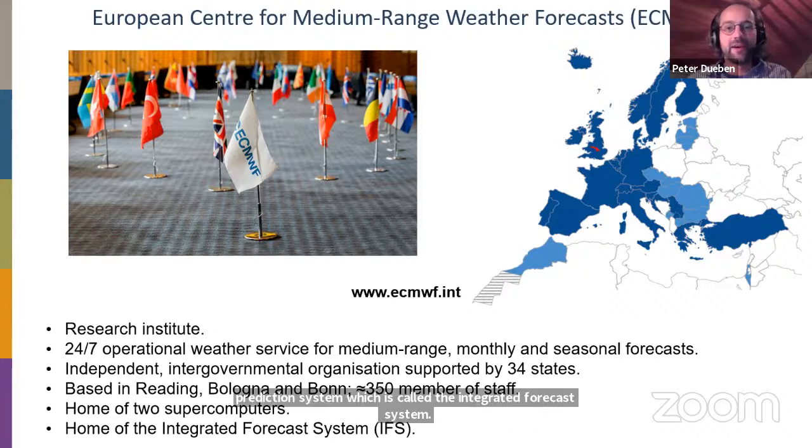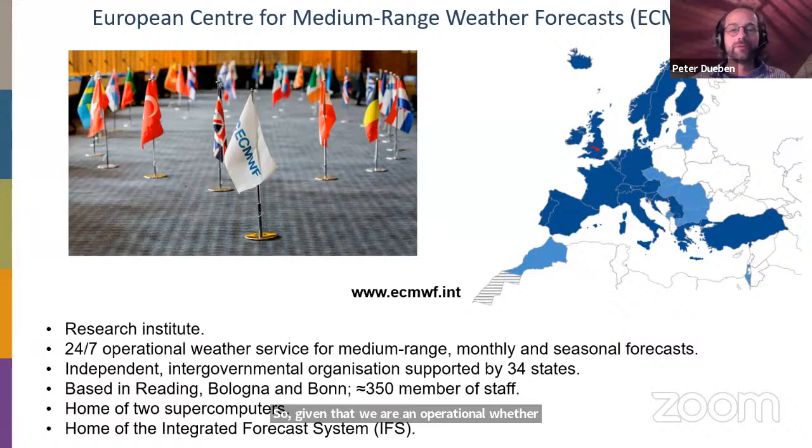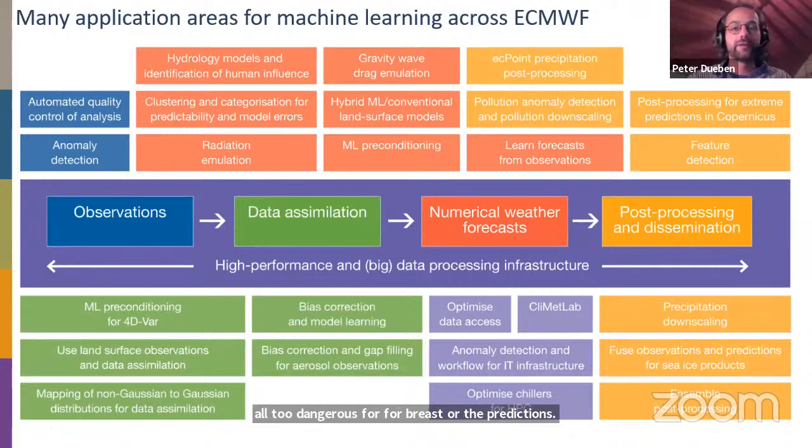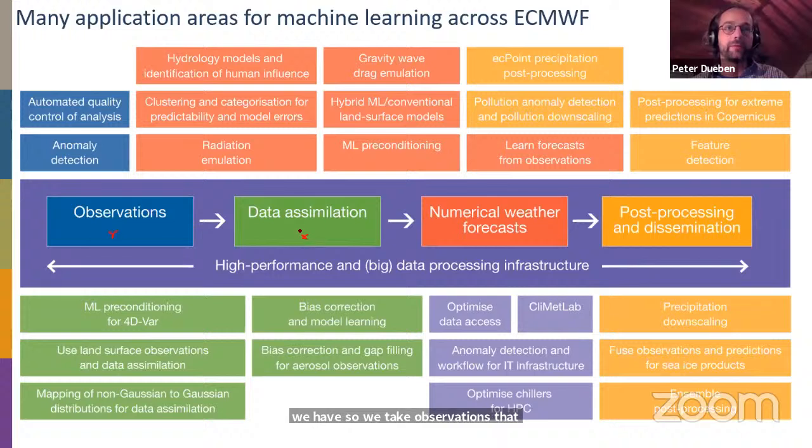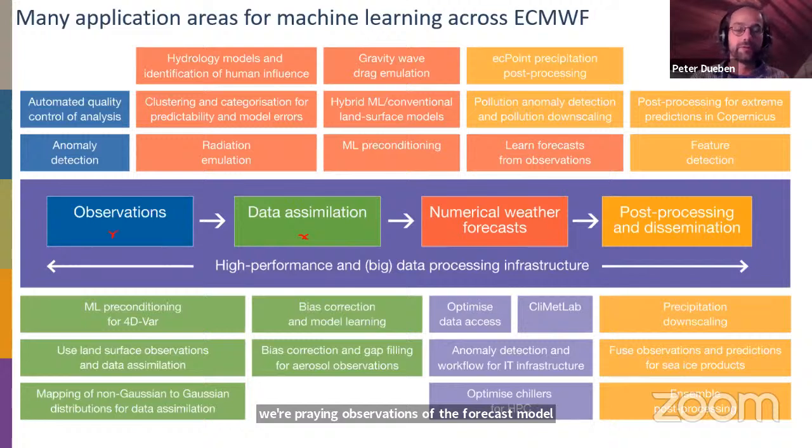Given that we are an operational weather centre, I thought it would be useful to briefly talk about why machine learning could be interesting or also dangerous for operational weather predictions. The reason why it's interesting is that there are a lot of applications for machine learning across our workflow at ECMWF. This figure visualizes the workflow. We take observations coming in, and then we perform data assimilation, where we bring observations and the forecast model together to generate initial conditions that are both close to the observations, but also meaningful in terms of the model state.